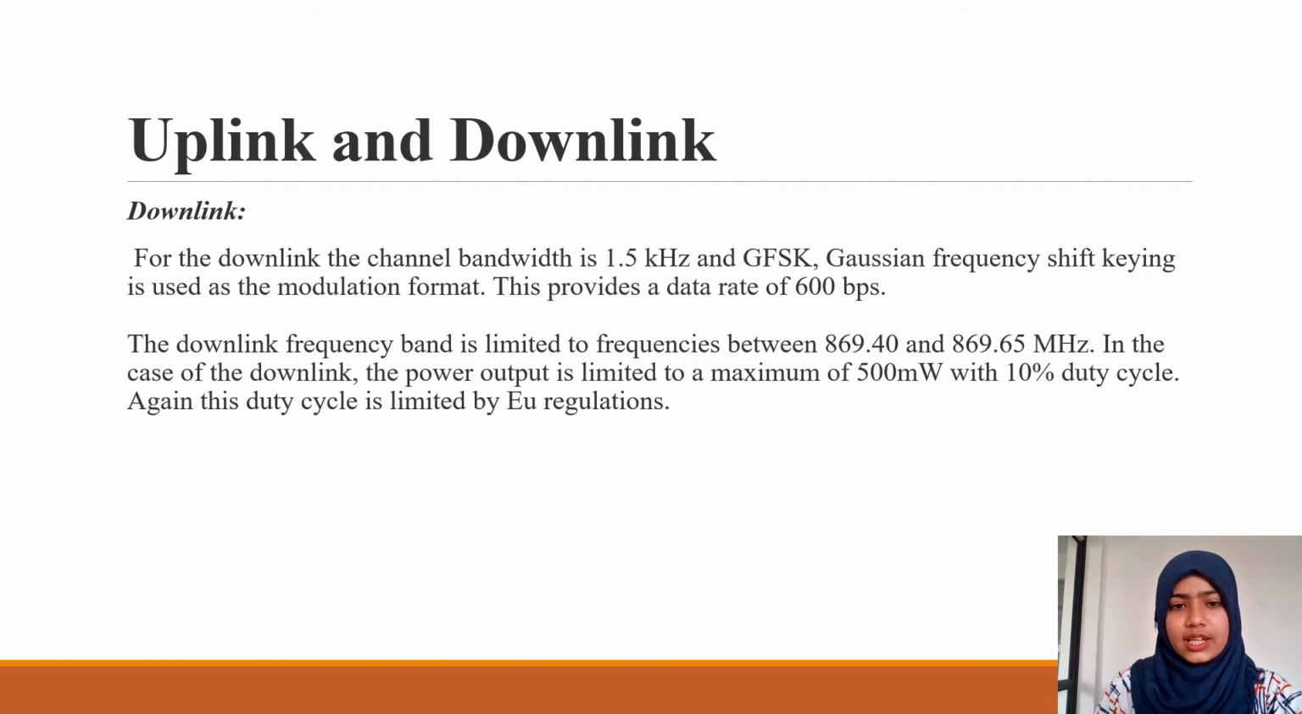Downlink. For the downlink, the channel bandwidth is 1.5 kHz and GFSK, Gaussian frequency shift keying, is used as the modulation format. This provides a data rate of 600 bps. The downlink frequency band is limited to frequencies between 869.40 and 869.65 MHz. In the case of downlink, the power output is limited to a maximum of 500 mW with a 10% duty cycle.